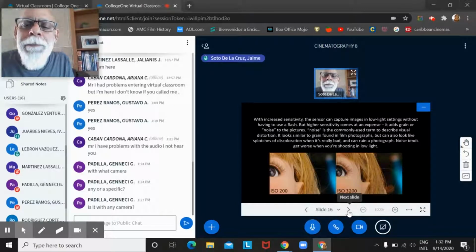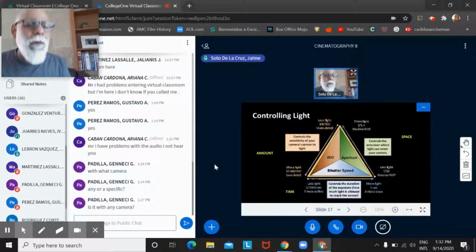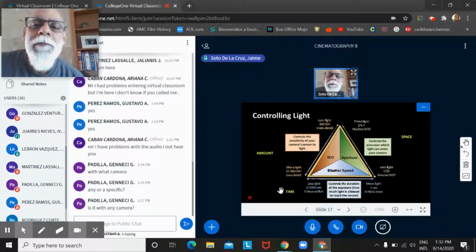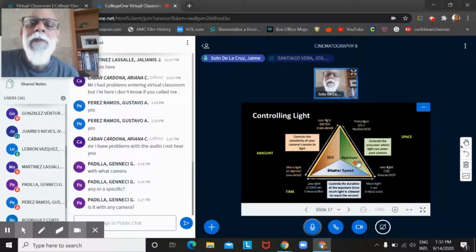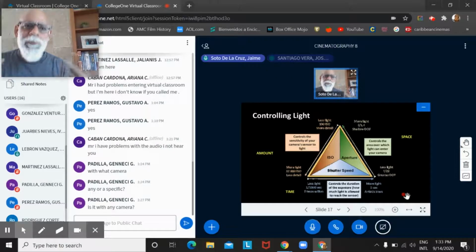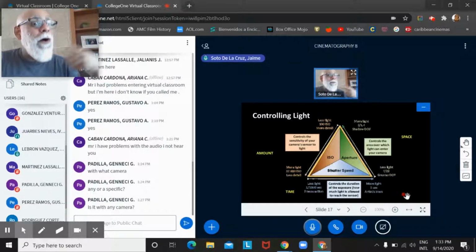So guys, the bottom line is that when we are controlling light, we have to work with three elements. They are ISO, where we control the sensitivity of the sensor; aperture, where we control the area over which the light enters the camera, how much light is going in; and shutter speed, controlling the duration in which that light is going in. When you control those three things, you can control the exposure of your camera and have nicely exposed images.